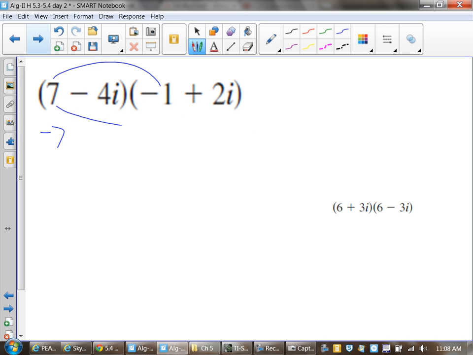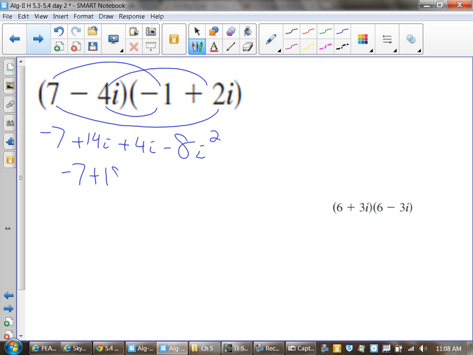First, outside, inside, and last. Combine your like terms like you would normally. And what do I want to do here with this i squared? Write it as negative 1. So now I have minus 8 times negative 1. So this is negative 7 plus 18i. Remember, negative 8 times negative 1 is positive.